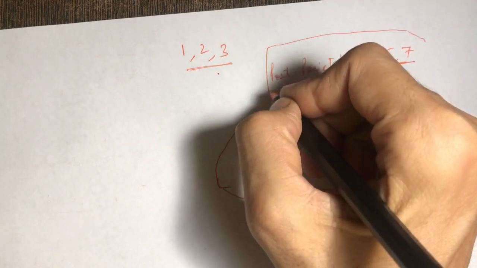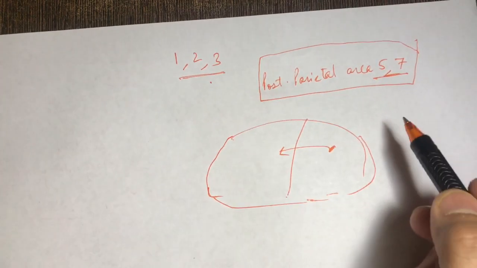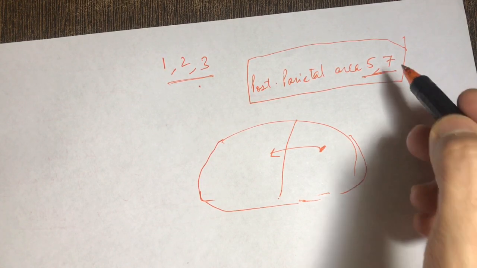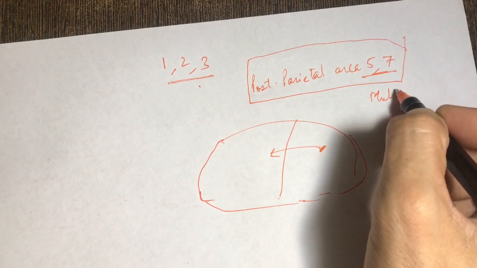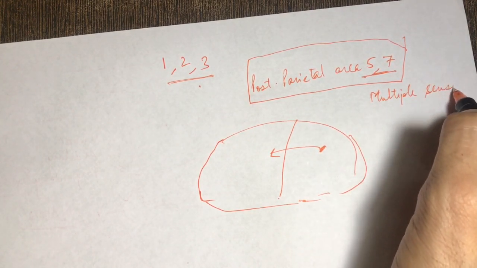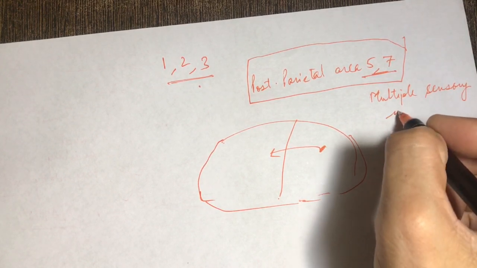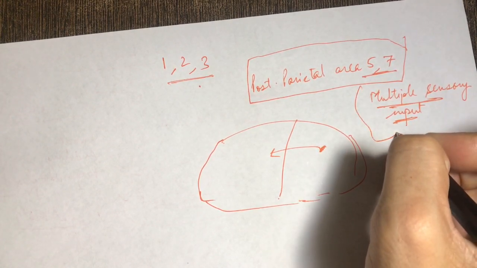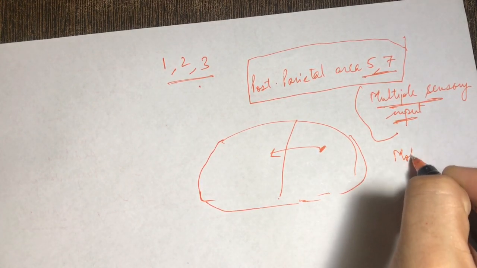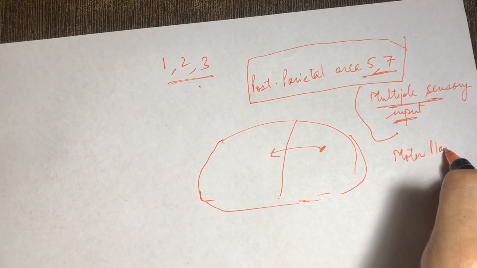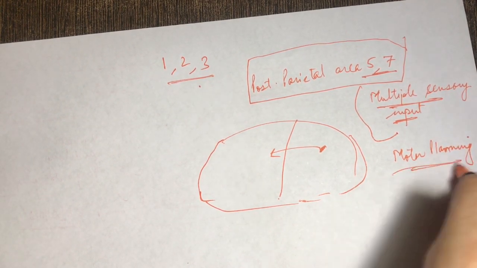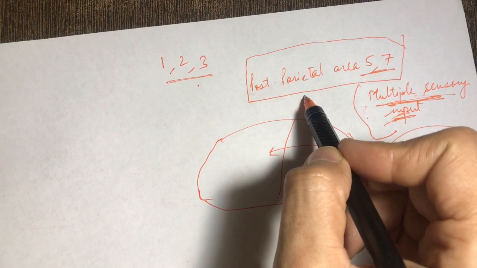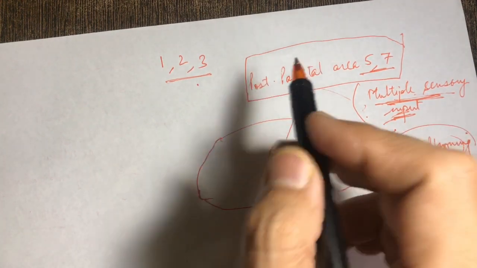Now what is the function of this posterior parietal area number 5 and 7? They help in integrating multiple sensory input. So it integrates the multiple sensory input and helps in motor planning, because the motor cortex plans a movement by getting the somatosensory feedback and then the multiple other sensory input through the posterior parietal area. That is the second one, right?